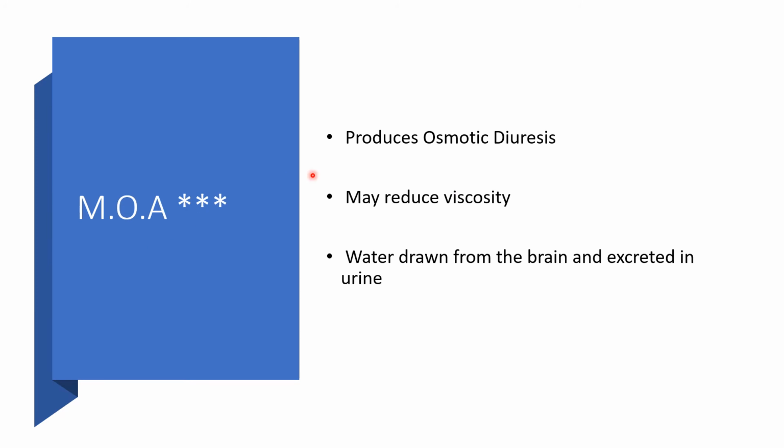Mechanism of action. It produces osmotic diuresis and can reduce viscosity. Water is drawn from the brain and is excreted in urine. Of course, if that is not the case, who would then use it? I mean, if the water is drawn from the brain and is not excreted in urine, who would then use it?